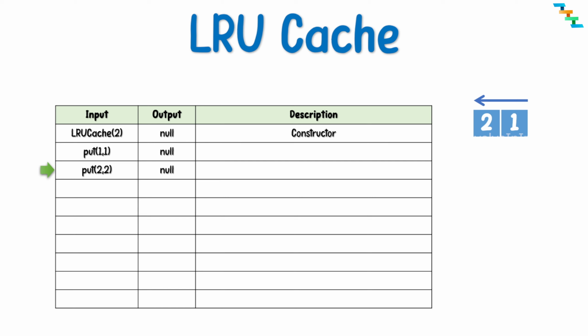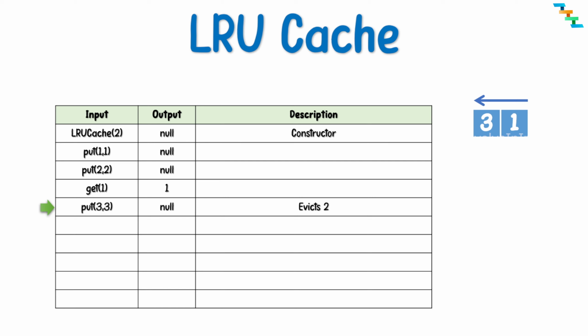Element 1 is least recently used compared to the element 2, and we have reached the cache capacity. Now we use the get function to get the value associated to the key 1 in the cache. Key 1 is present in the cache, so we return the value associated to it. After this, key 1 is accessed recently, so 2 becomes least recently accessed compared to 1.